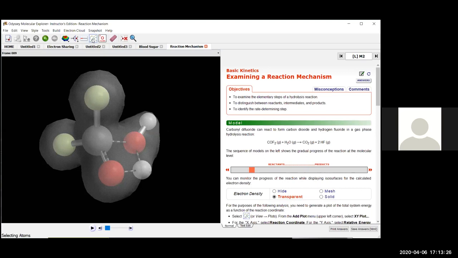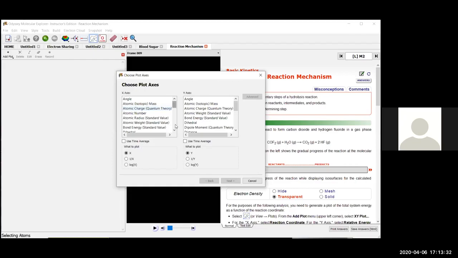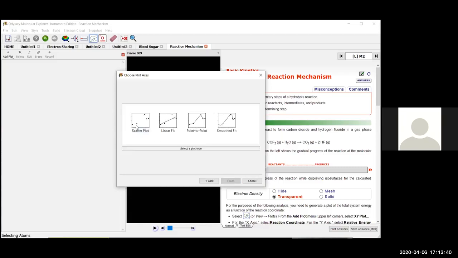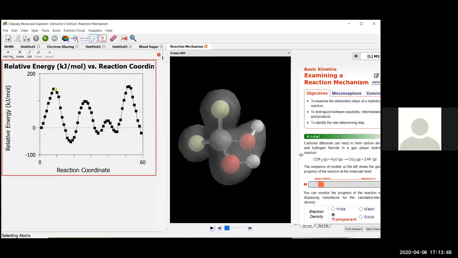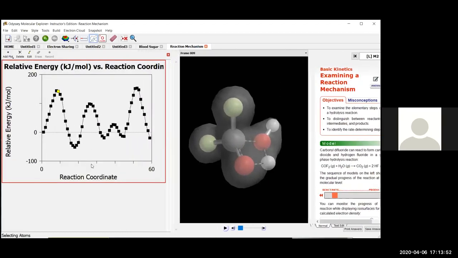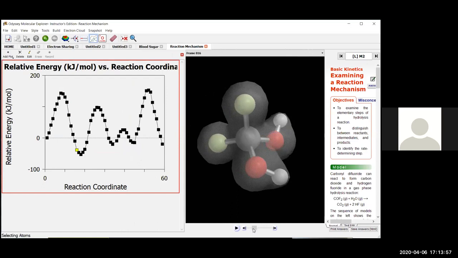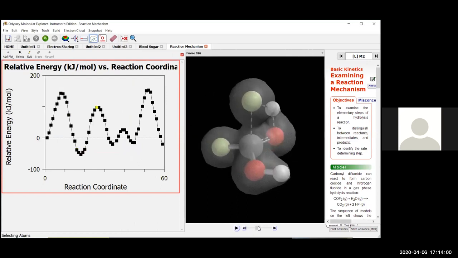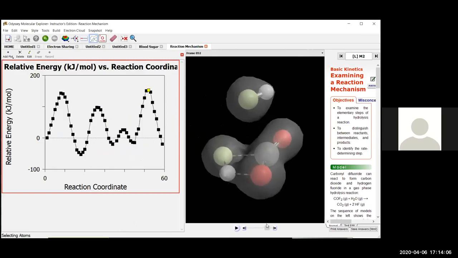I select the plot option and choose XY plot, and select the reaction coordinate on the x-axis and relative energy in kilojoules per mole on the y-axis. And let's do a smooth fit. Finish. It's similar to what you have in a spreadsheet like Microsoft Excel. So on the left side, you see how I scroll through the model. You may see it's all delayed because it has to go over the network.